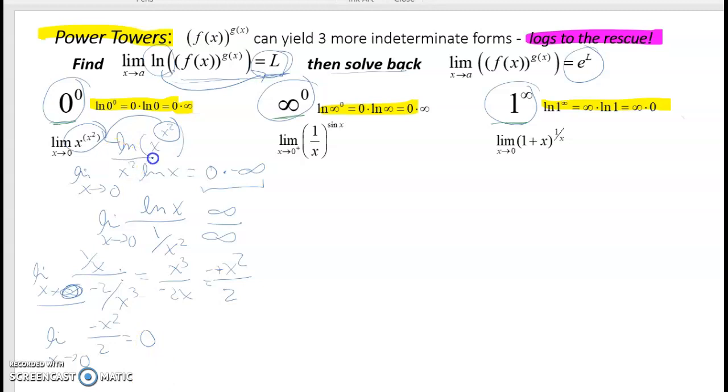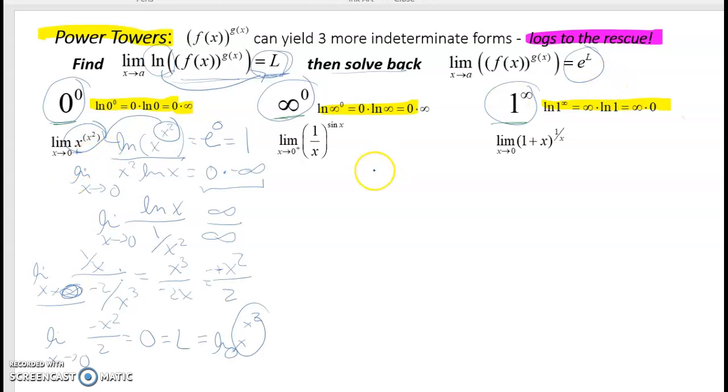But we didn't answer the question they wanted us to answer. This is the limit of the log, ln of x to the x squared. So to get our answer back, we have to solve for our power tower function. So our limit is actually equal to e to the 0. So the limit of that is 1. And I just noticed this really should be x going to 0 from the positive side. We should identify that.